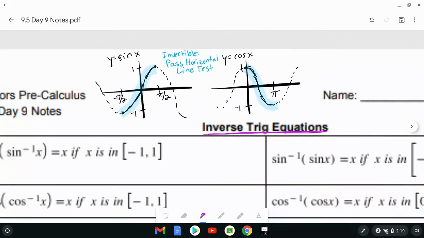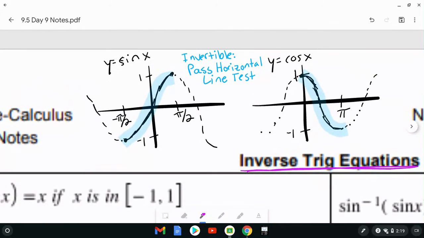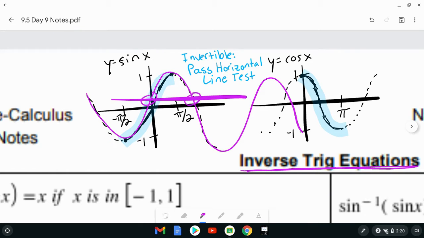These domain restrictions come from knowing that, in order for a relation to be a function, it has to pass the vertical line test, which all of our functions do. But in order for something to be invertible, if you're finding the inverse or using the inverse, it has to pass the horizontal line test. So as you can see here, if we have the sine function and we just leave it alone, this would clearly not pass the horizontal line test.